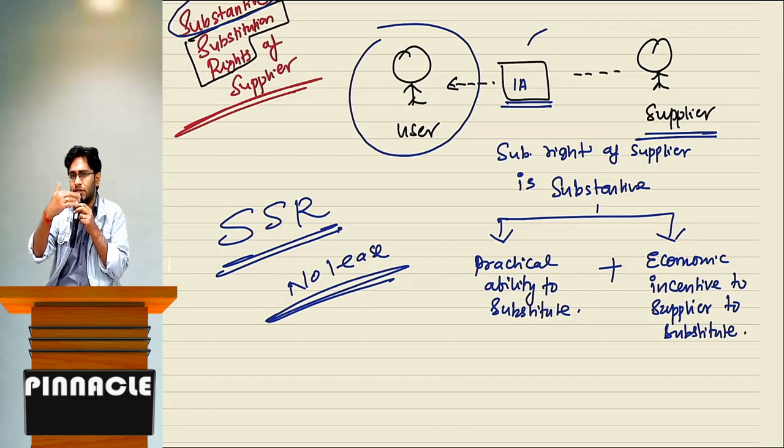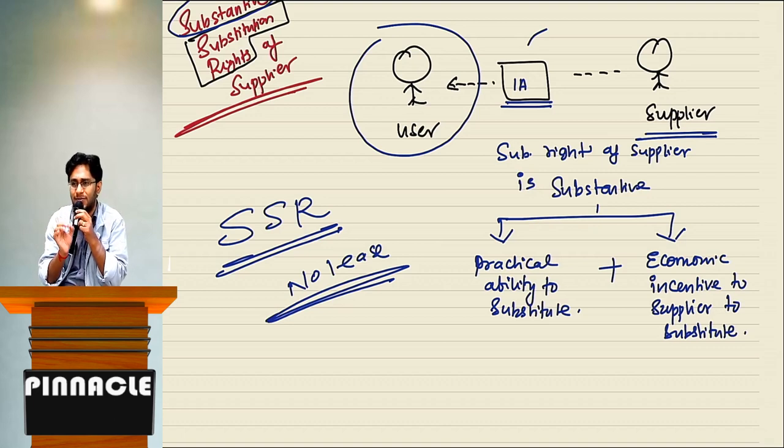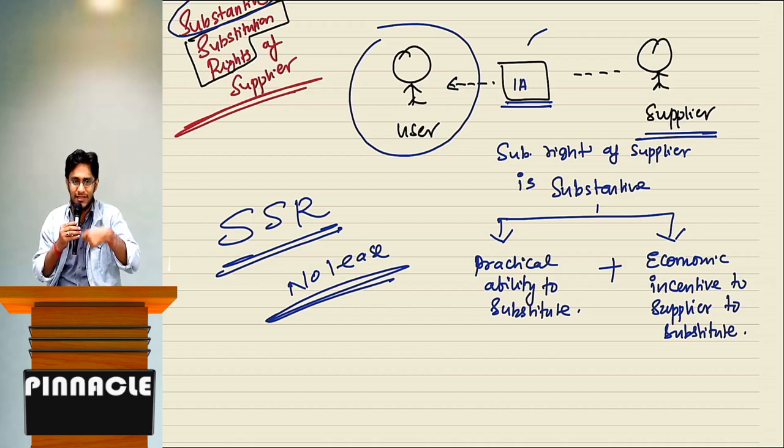Okay, next, another example. Sir, I took a machinery from you on lease. It is a highly customized machine, sir, customized to suit only my requirements. But for the sake of the contract, law, substitution right you have and we wrote it. Now the first condition generally will not be satisfied here. Why? Practical ability to substitute means you will take away this asset from me.